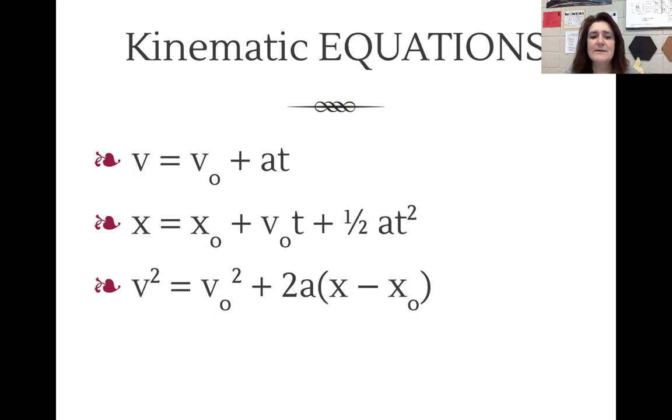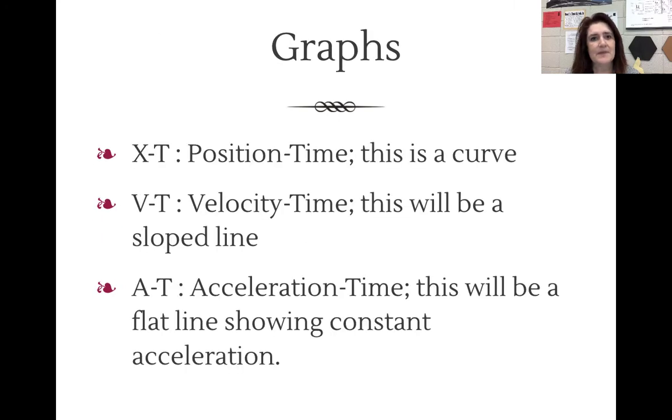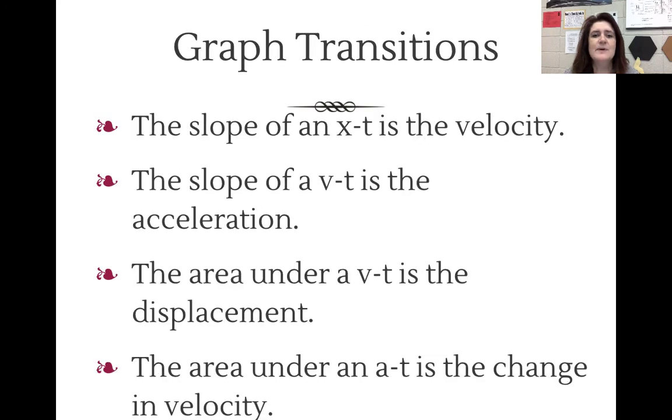You need your kinematics 1 through 3 in order to solve these problems. You also have 3 graphs. On an xt graph, this time this will actually be a curve. Your VT graph will be a sloped line, and your AT graph this time will be a flat line. The transitions between the graphs are absolutely vital.